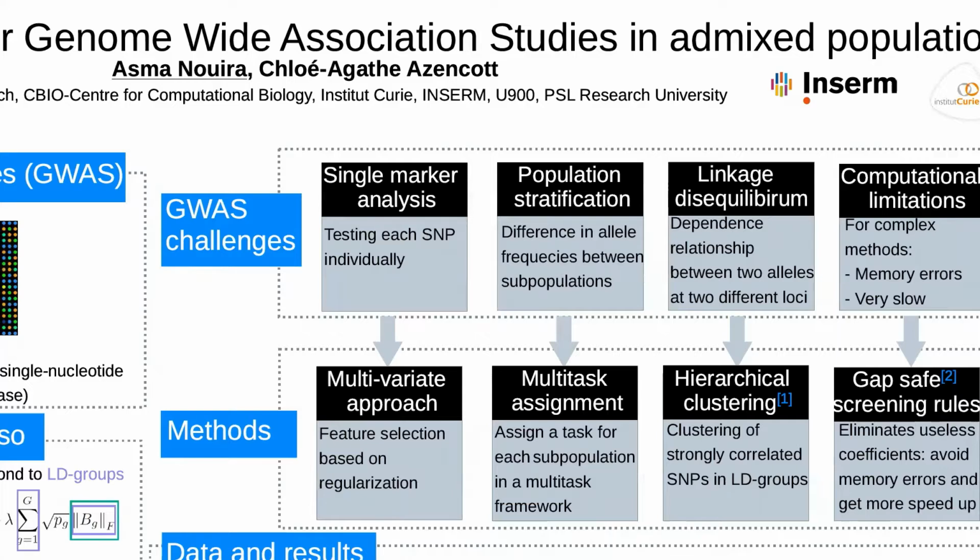Another major problem in GWAS is population stratification, that occurs when we have admixed population within samples, and then we can find association due to differences in ancestry rather than association with the SNPs. To address this issue, we decided to explore multitask frameworks where each subpopulation is considered as an input task.